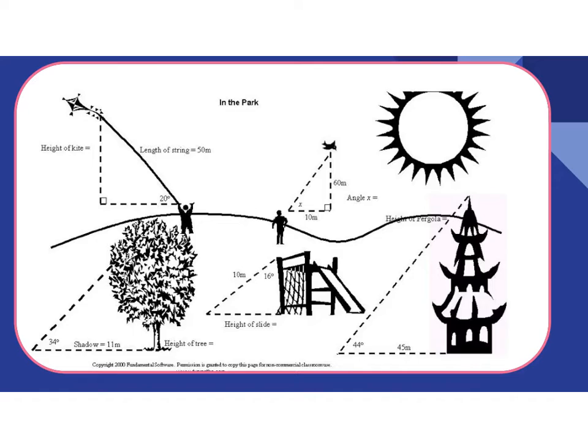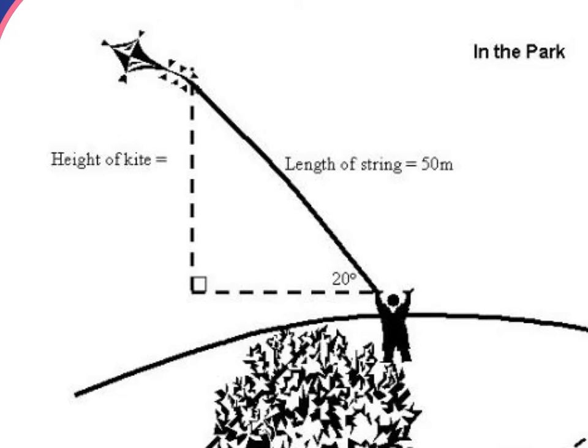Let's try a couple. Let's determine the height of the kite. First, we need to label our triangle according to the reference angle, so the 20. Across from the right angle is the hypotenuse, that's the longest side. And then across from the 20 degrees is the opposite. The last side is the adjacent side.